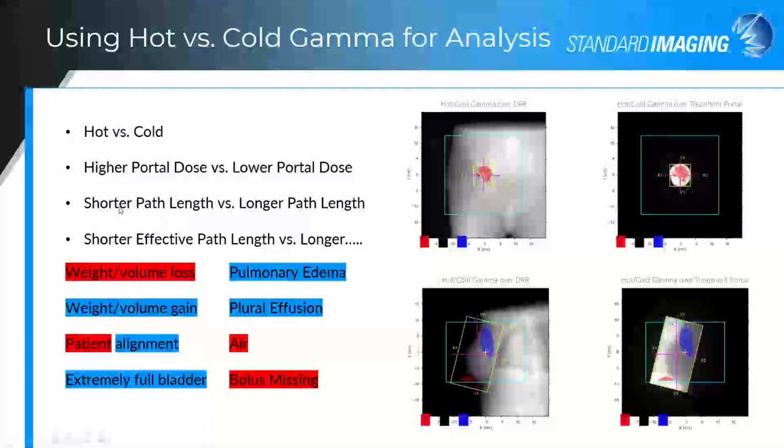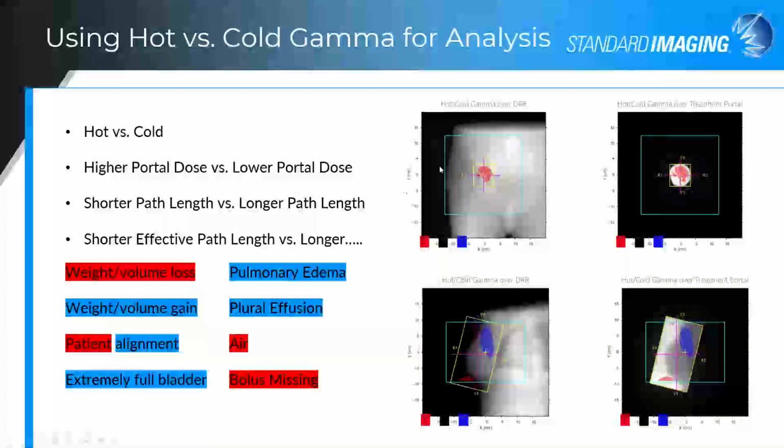So red is going to be higher, blue is going to be lower portal dose. You can also think of this in terms of shorter path length of the beam is going to result in a higher portal dose signal. A longer path length, i.e., it traversed more material, or effective path length, it's going to be colder. And then we've got shorter path length versus longer effective path length. And we'll talk about what that means with some of these results below. So this gets you in the frame of a thought to analyze your cases.